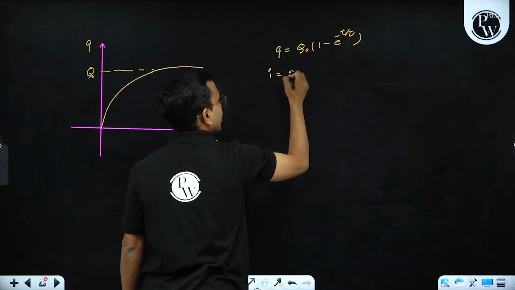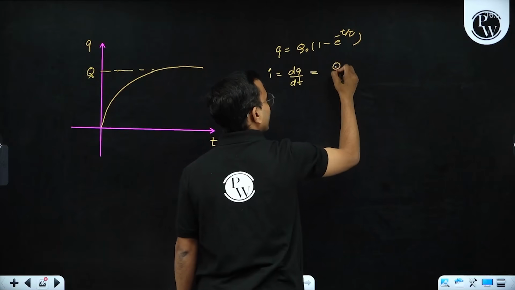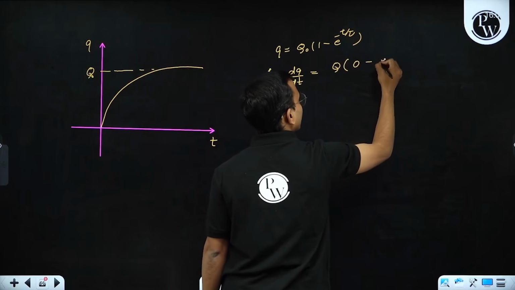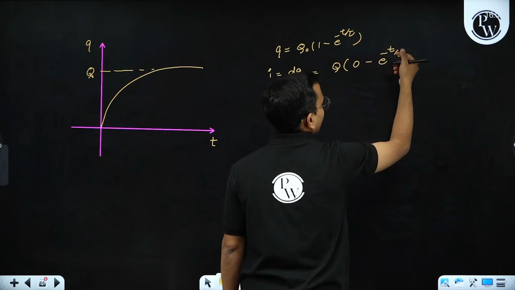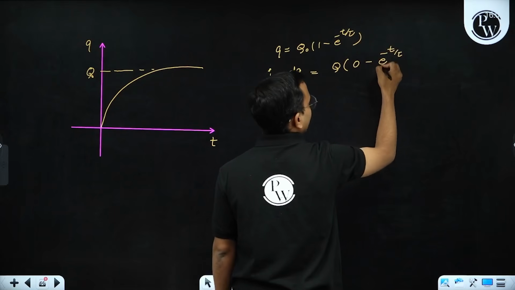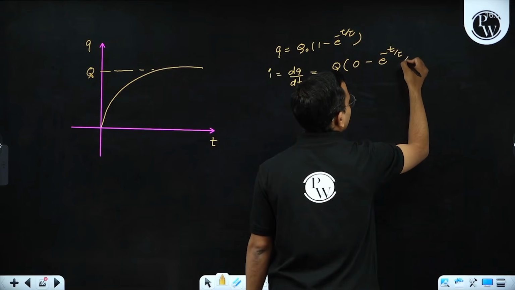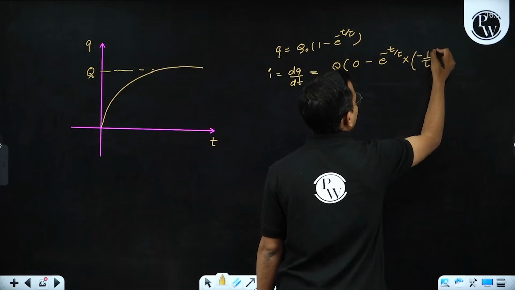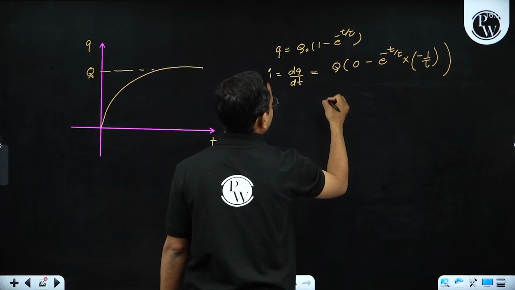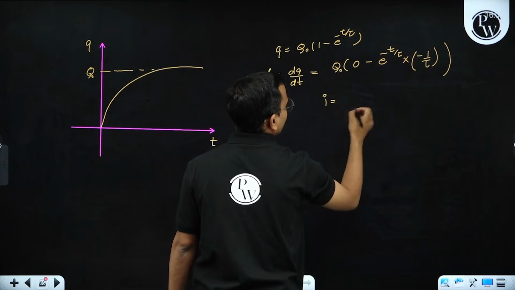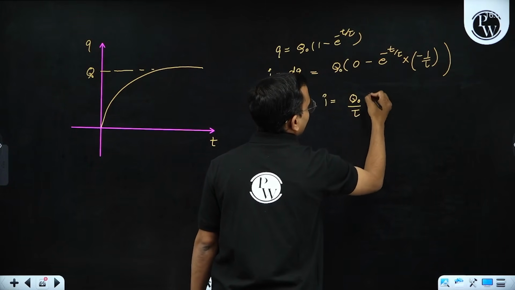If I write current, that is dq by dt, just differentiate it. So Q naught into the differentiation of 1, which is 0, and the differentiation of e to the power minus t by tau, which gives e to the power minus t by tau into the differentiation of the exponent, that is minus 1 by tau. Getting it? So minus minus becomes plus, and I is equal to Q naught by tau into e to the power minus t by tau.